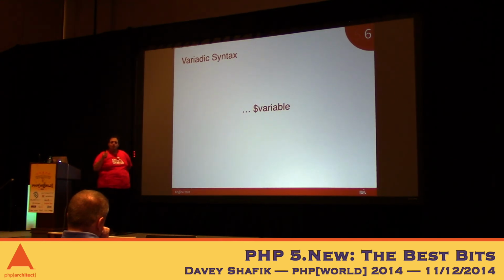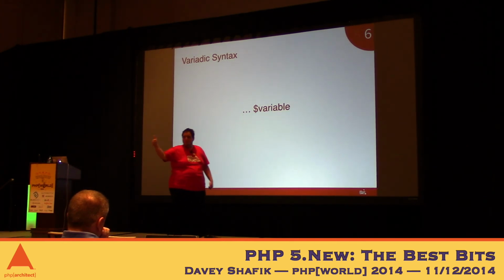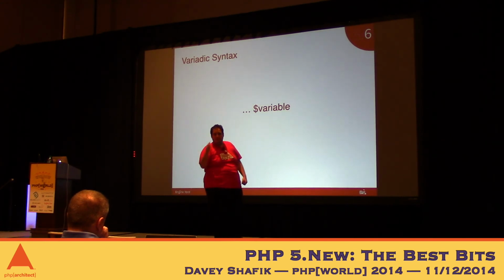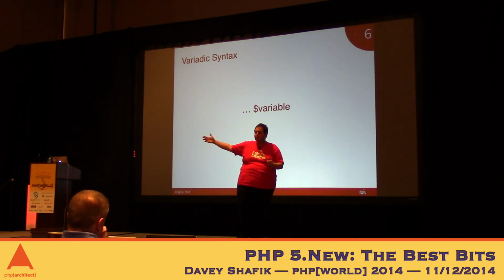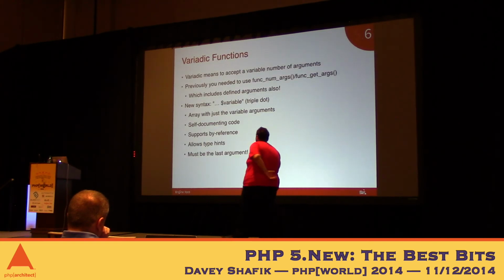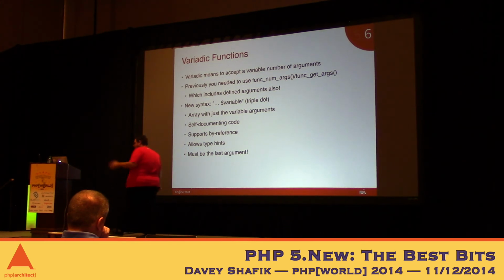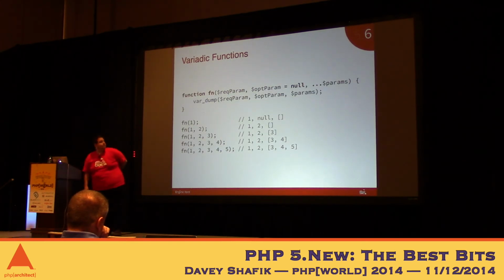It also has 2 extra features that you don't get with the old passing any number of arguments in. You can type hint it, so you can say everything that is passed in after this argument must be of this type, and you can also use references. Okay? Must be the last argument. No ifs, ands, or buts. This is what it looks like.